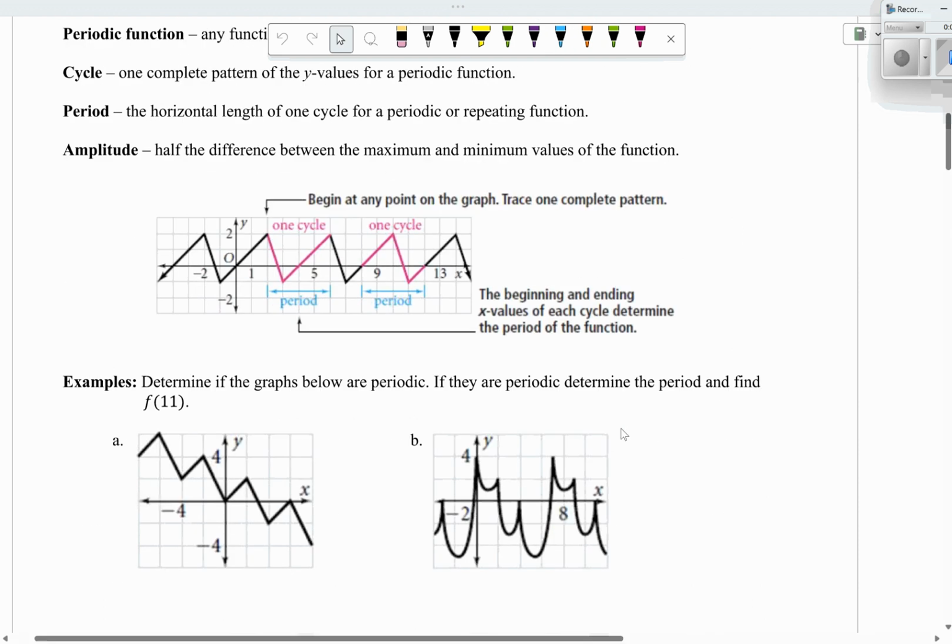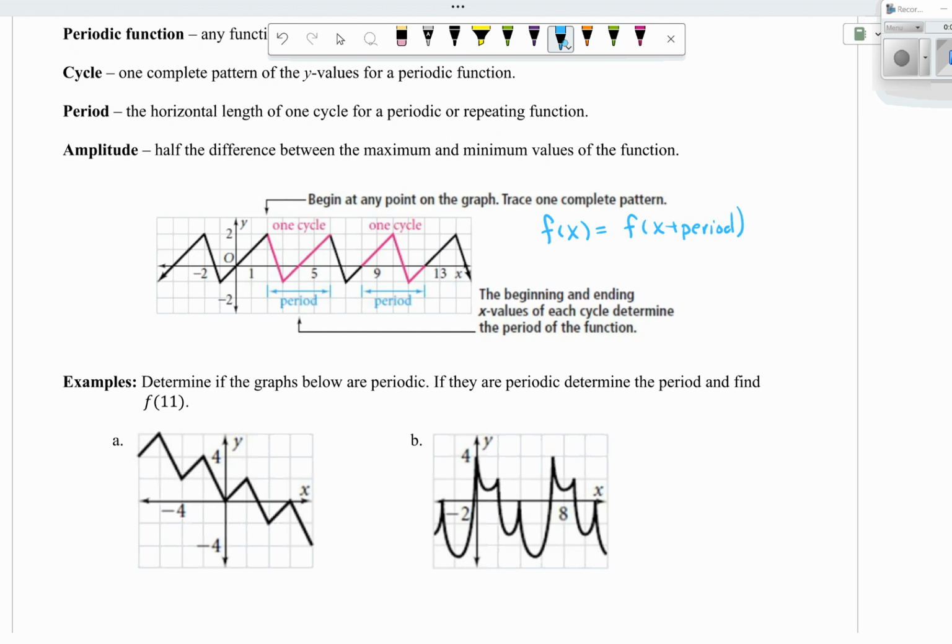In order to look at what the period is, begin at any point on the graph and then trace one complete pattern. The beginning and ending x values of each cycle determine the period of the function. So we could say f of x is equal to f of x plus the period. That could help us find other values of a function, but that tells us one period.